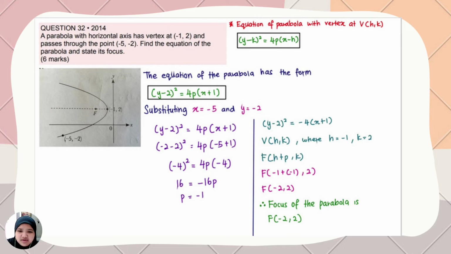To make it clear, we can insert the value of p into the equation of the parabola, which is (y minus 2) squared equals -4(x plus 1). Okay, so we can insert the values into (h plus p, k), which is (-1 plus -1, 2), and then the focus is (-2, 2). Okay, that's it.